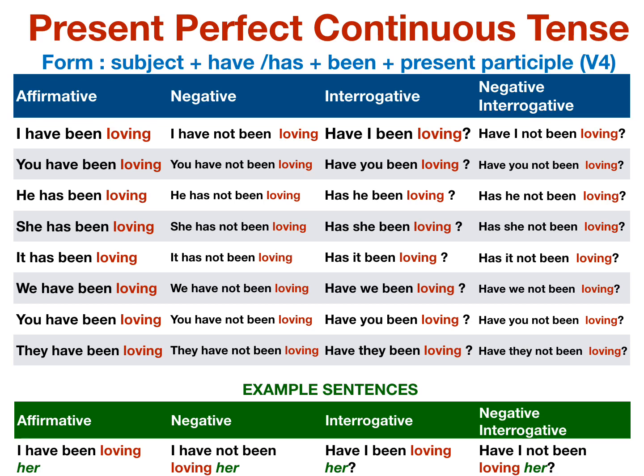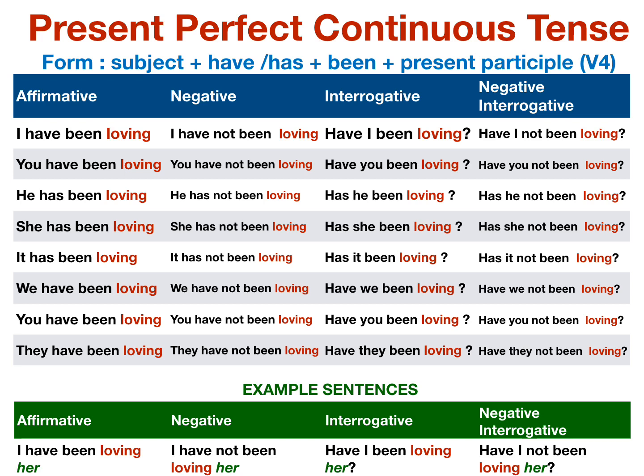He has been loving. He has not been loving. Has he been loving? Has he not been loving? She has been loving. She has not been loving. Has she been loving? Has she not been loving? It has been loving. It has not been loving. Has it been loving? Has it not been loving?